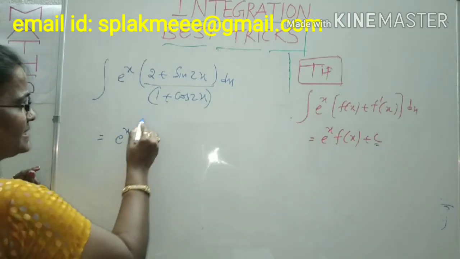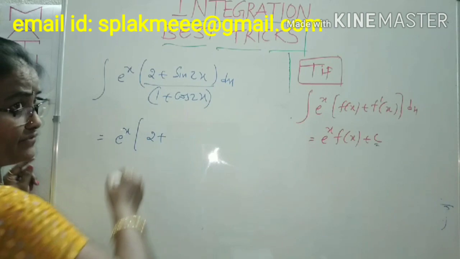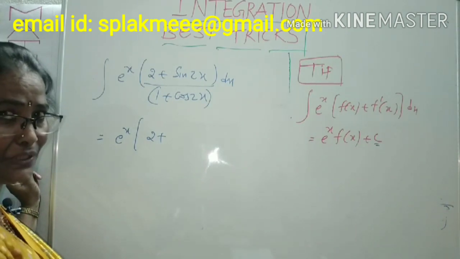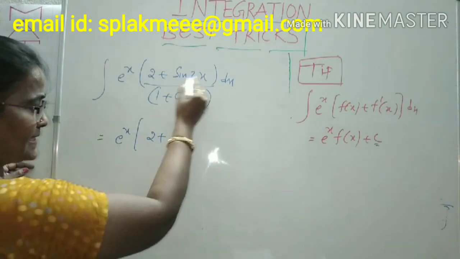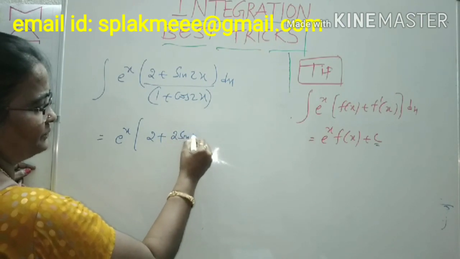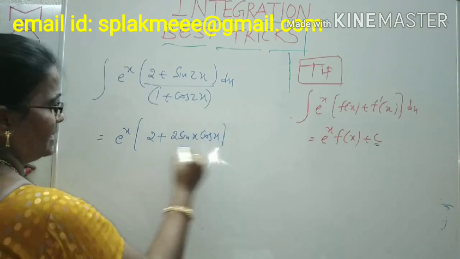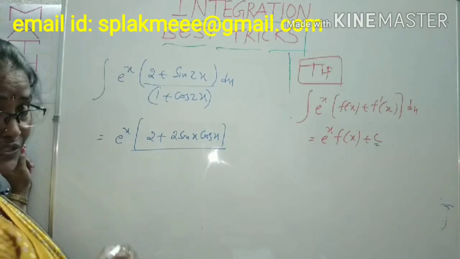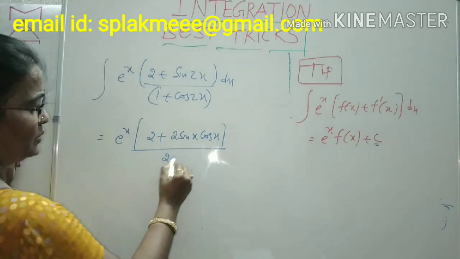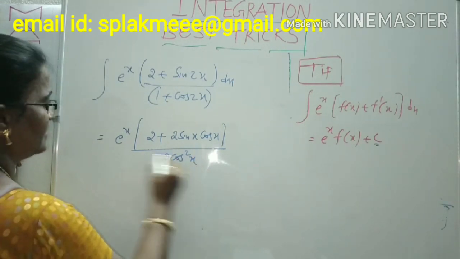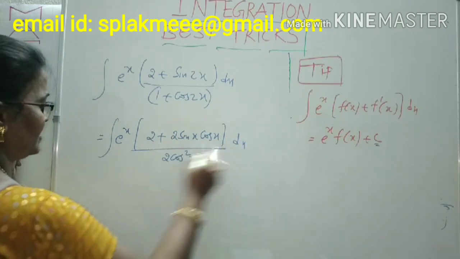e power x as it is, 2 plus sine 2x. You know the sine 2a formula, 2 sine a cos a. Sine 2x we can write as 2 sine x cos x upon 1 plus cos 2x. What is the 1 plus cos 2x formula? 2 cos square x. So, you have to use the formulas first.